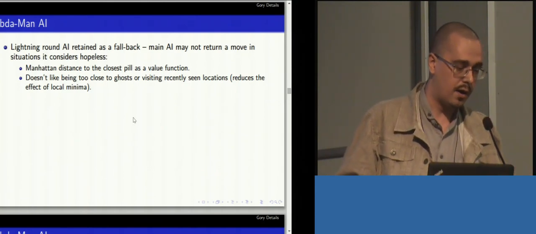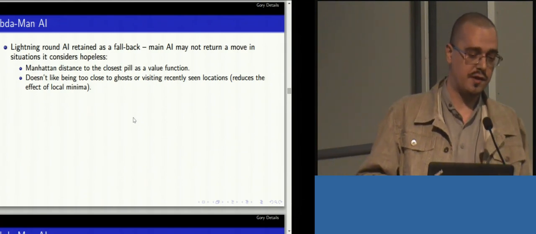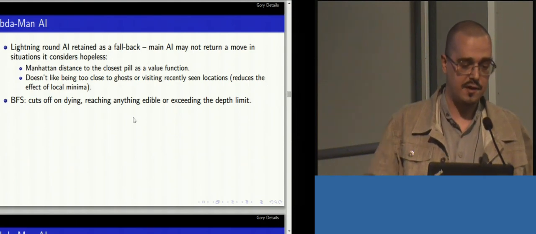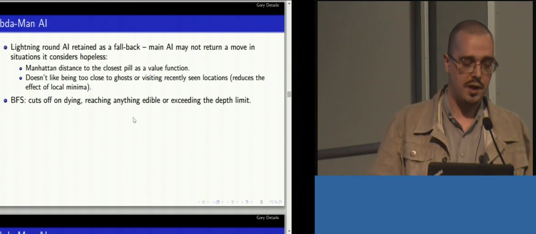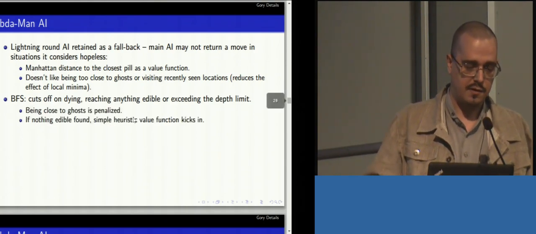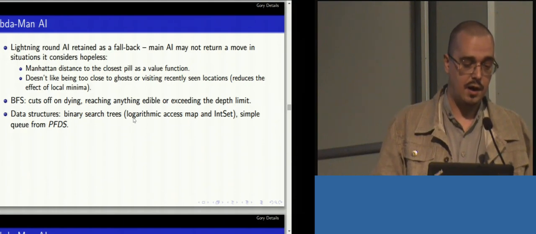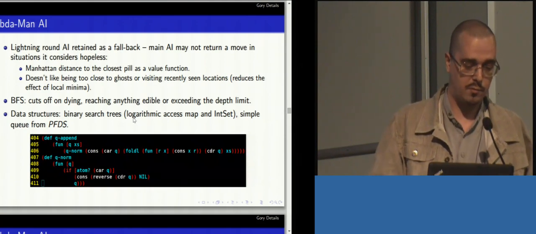Okay, and just a few words about the AI. I retained a very early version of my AI as a fallback, since the main AI may not return a move in some situations. The main AI uses breadth-first search, nothing fancy really. It's just looking for something edible and trying to move there. These are some details we'll skip for now. And data structures, nothing fancy here either. I'm just using some binary search trees and a simple queue from purely functional data structures, the simplest one possible really.